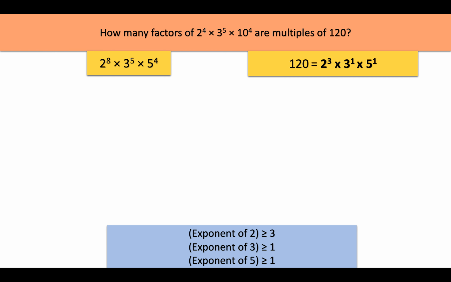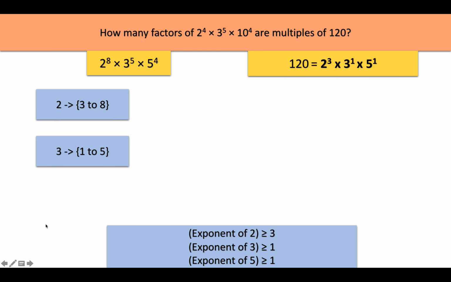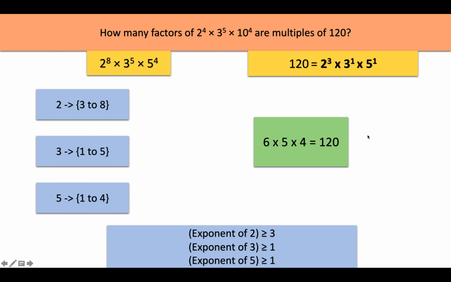So let's see how many options do we have for each exponent. For 2 raised to power 8, generally we would have the options from 0 to 8, but now that we have exponent of 2 greater or equal to 3, we'll have the options from 3 to 8, right? Similarly for 3 we'll have 1 to 5, and for 5 we'll have 1 to 4. So how many options do we have here in total? 6, 5 and 4. So we'll multiply those and get 120. So this is the answer for this question.